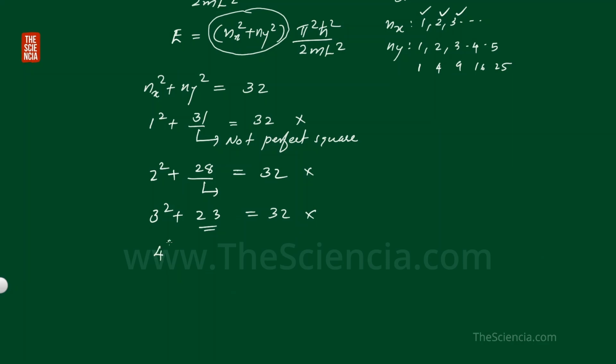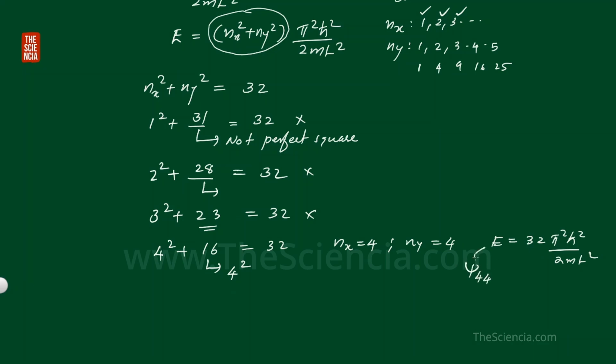Next is 4 square, so the remaining is 16, that is equal to 32. So 16 can be written as 4 square, right? Therefore nx equal to 4 and ny equal to 4 give this energy equal to 32 pi square h cut square by 2 m L square. So there is one wave function, psi44, which gives this energy.